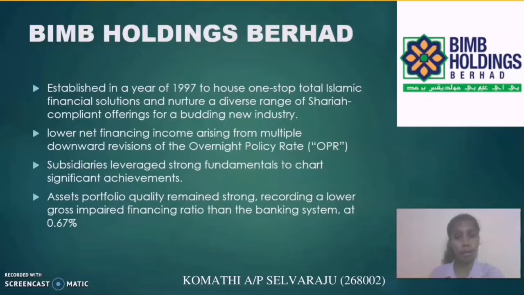The Bank Islam Group's asset portfolio quality remains strong, recording a lower gross impaired financing ratio than the banking system at 0.67%. Net financing remained robust at 10.5% year-on-year growth, and total capital ratio was strong at 19.8%.